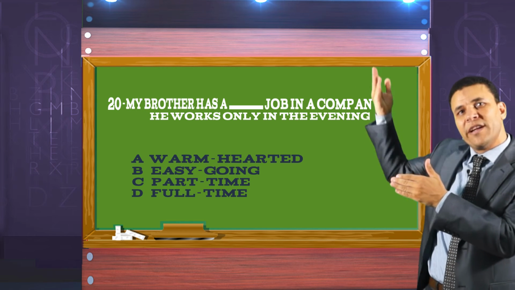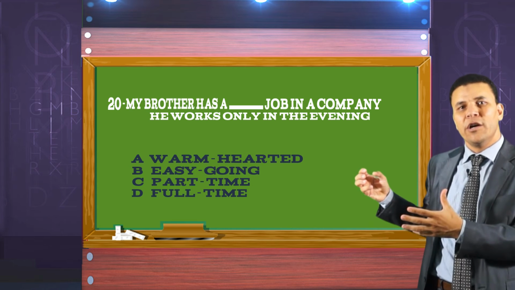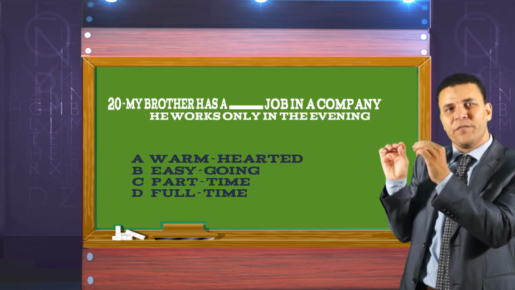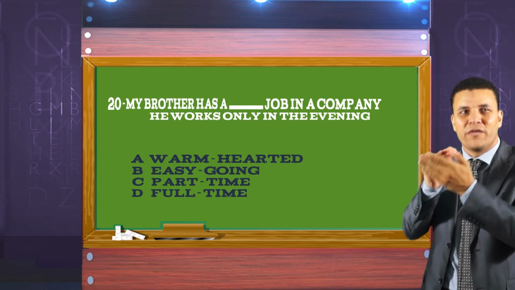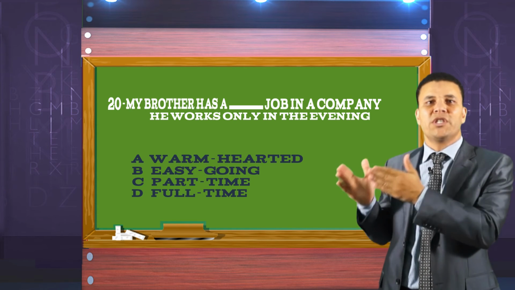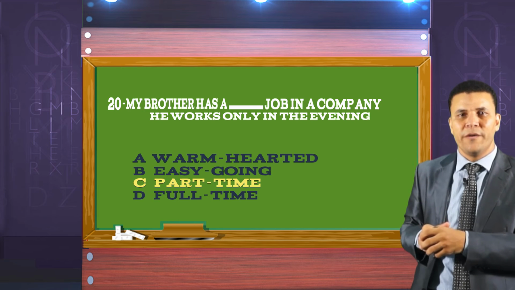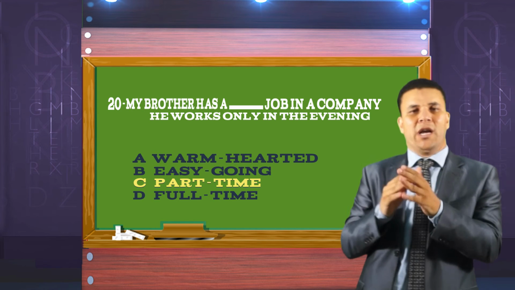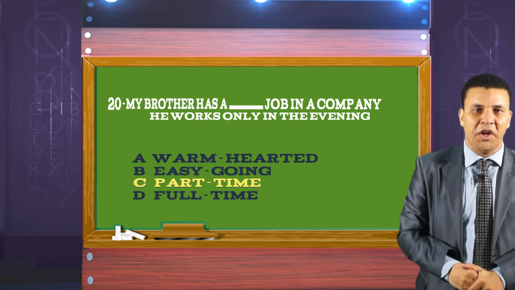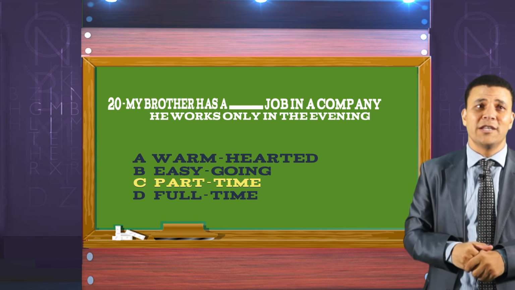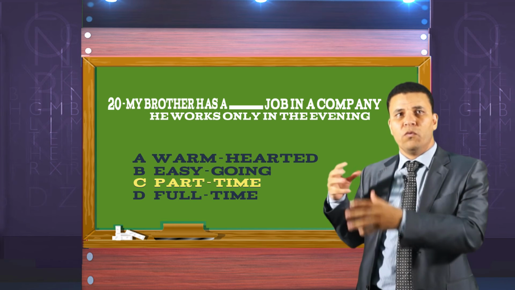If he works all the day, it will be full-time. But here, he works a part of the day. Only in the evening, so you can understand it. It's just part of the time, so it's a part-time job. So we can say here, the full sentence is, my brother has a part-time job in a company. He works only in the evening. And by this sentence, we have come to the end of the word knowledge division.